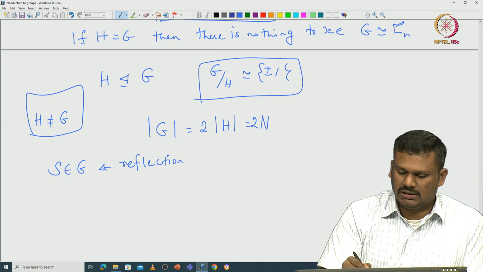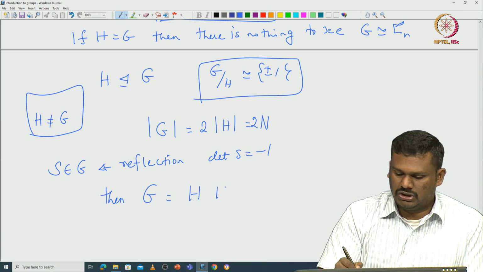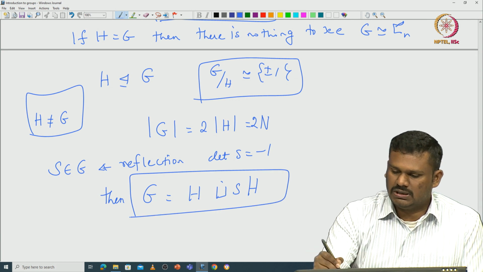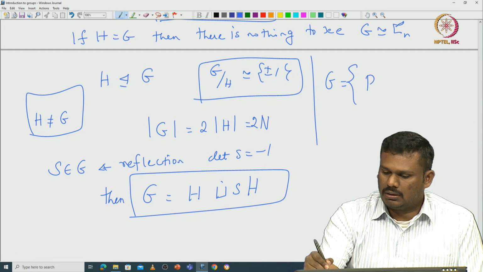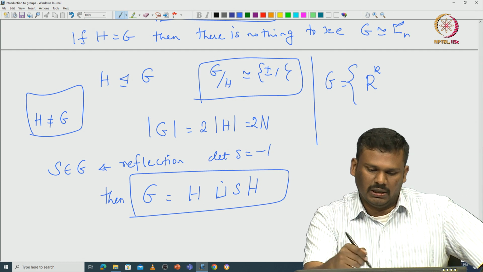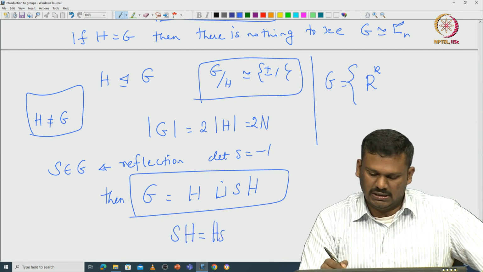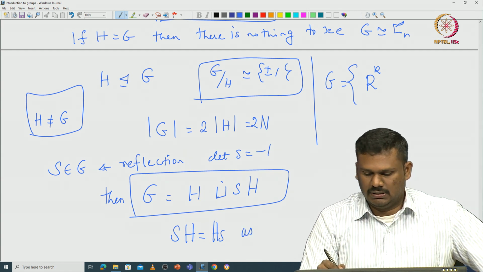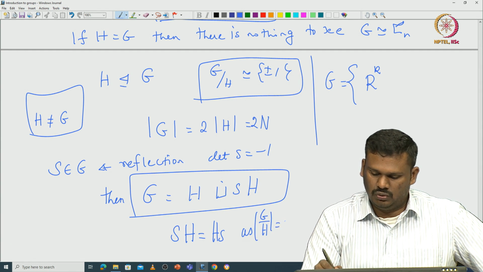So, reflection means the determinant of s is minus 1, then you can see that G is nothing but H disjoint union s times H. So, that means G has to be equal to r power k, okay. You can also see that sh will be the same as hs, as H has index 2, okay, the G modulo H is 2.